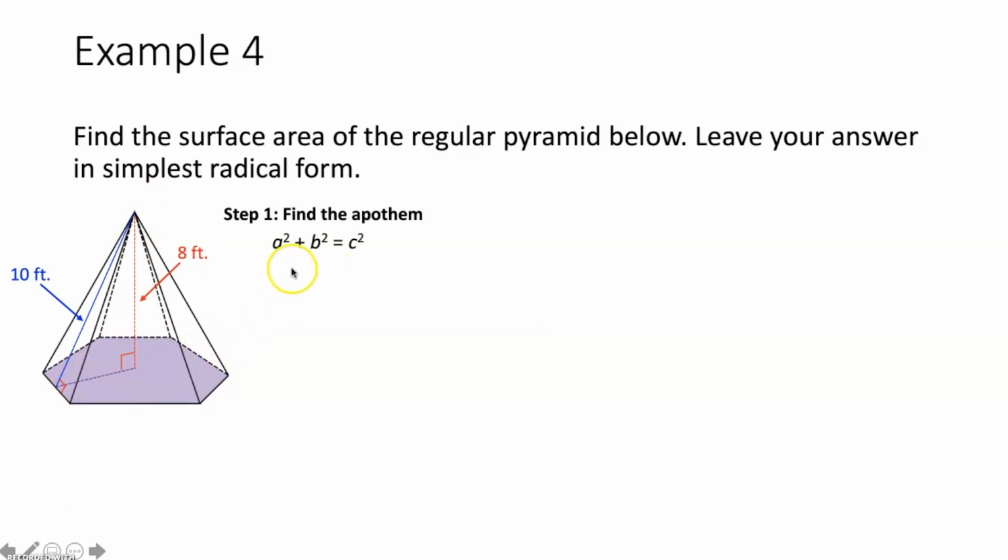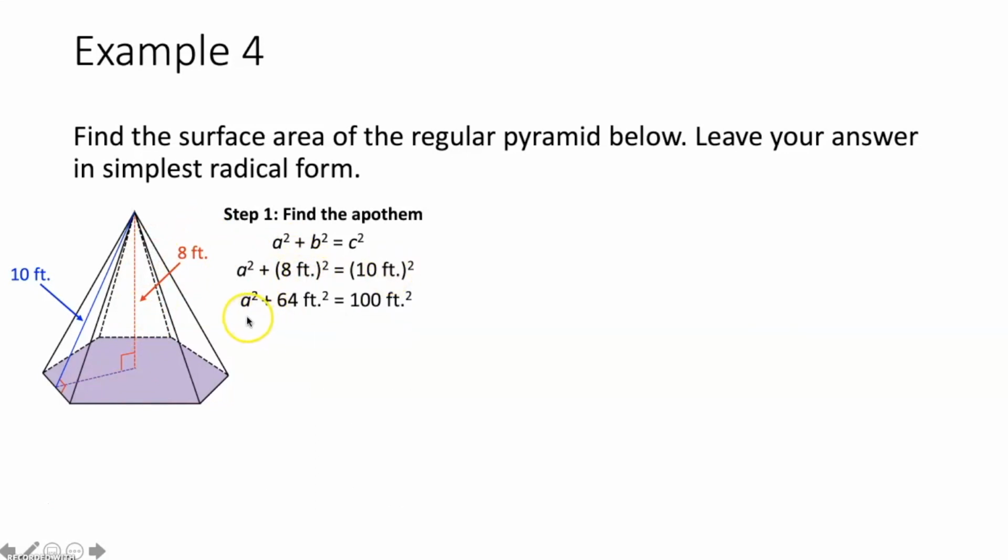Well, remember, in the Pythagorean theorem, it only matters which value you plug in for C. C has to be your hypotenuse, so the side length opposite your 90-degree angle, or the slant height in this case. So I'm going to take 10 feet, plug that in for our C. That means our apothem and this 8 feet can go in for A or B. It doesn't matter which goes in for which. I'm going to let A be our apothem and let B be this 8 feet. So I plug those in there. I then square the 8 feet and the 10 feet.